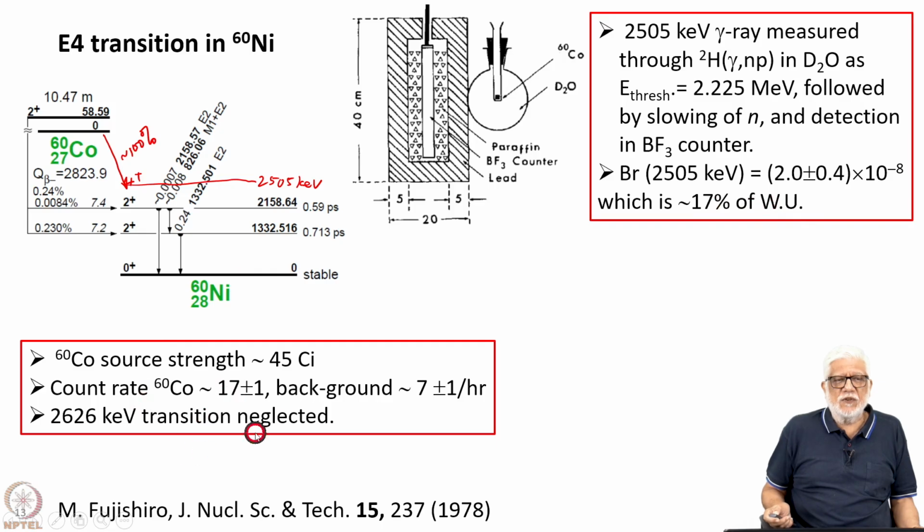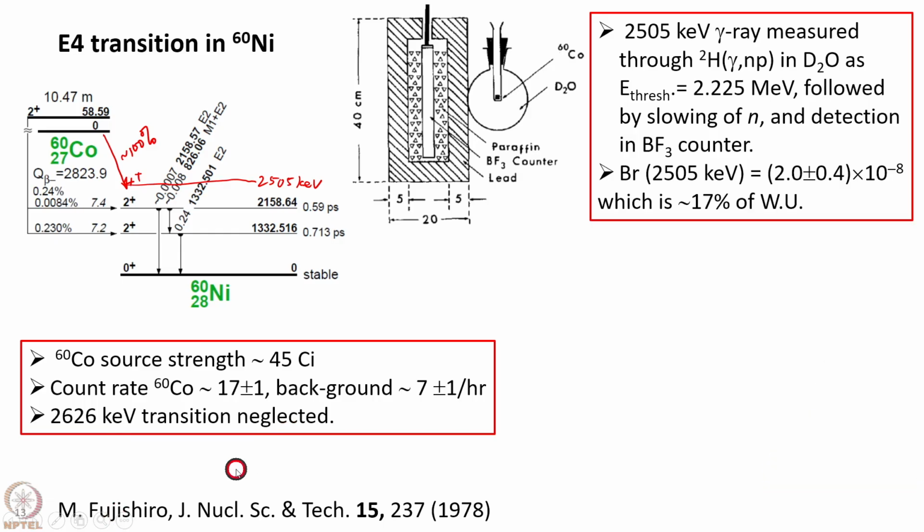These are some details of the source, about 45 Curie source, very strong. The count rate from the cobalt for this E4 transition was about 17 with a background of about 7. And there is another excited state in nickel 60 at 26 keV, but that population is probably very small, and that transition has been neglected, of course, in this analysis. This is the reference for that.